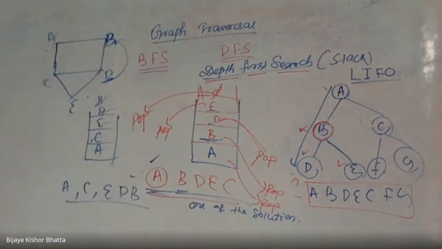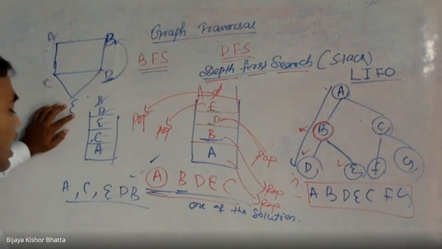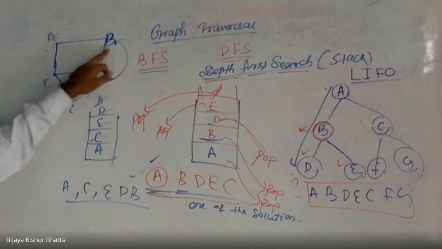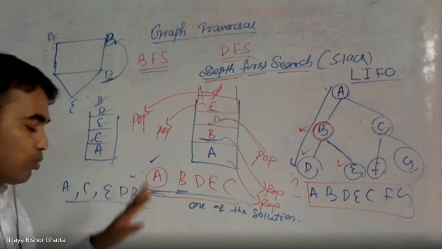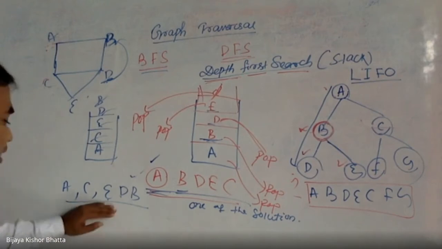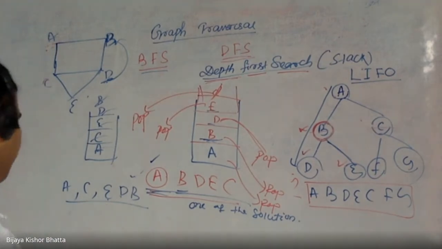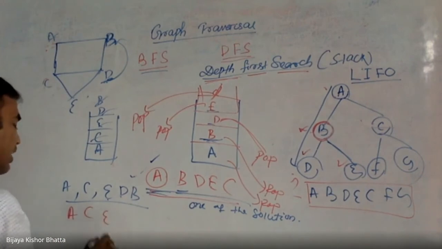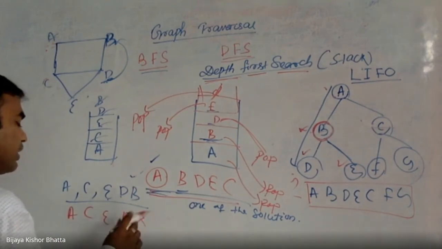You told E, B, D. But how is E, B, D possible? From E, how can you go to B, right? So E, B, D is not possible, but E, D, B is possible. So whichever you wrote, Selena, that is not correct, right? A, C, E, that is fine till that point. But you have written B, D. B, D is not possible.